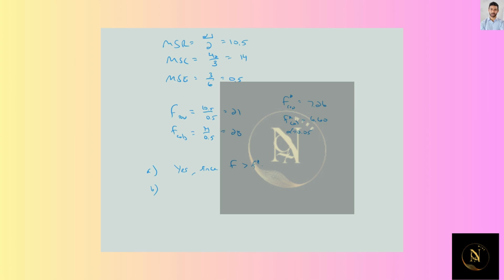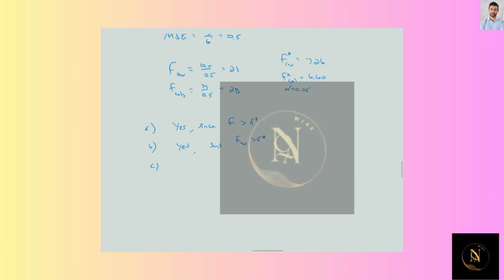Is there evidence of a difference in the mean score across the 3 retail stores? So we would look at the F rows value and compare it with the critical value from the F distribution at a 5% significance level. And since it exceeds it, there is a significant difference between the retail stores. If there is a significant difference, we perform a post hoc test like Tukey's HSD to identify which specific groups differ.